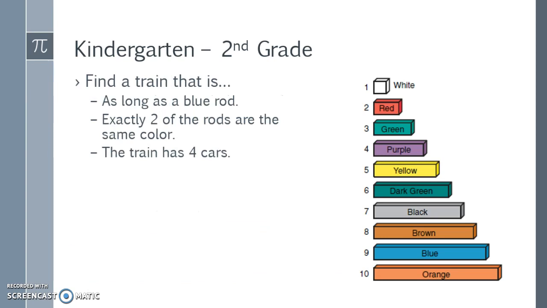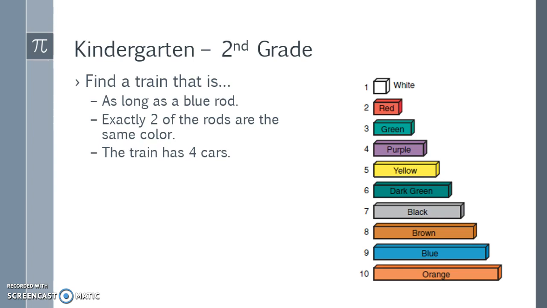See if you can find a train. A train, again, is when we put 2 or more different colors end to end. Find a train that is as long as a blue rod. It contains exactly 2 rods of the same color, and the train has 4 cars. When we line them up end to end, all of them together is called a train, and each rod that we put end to end is called a car of the train. See if you can make this happen.